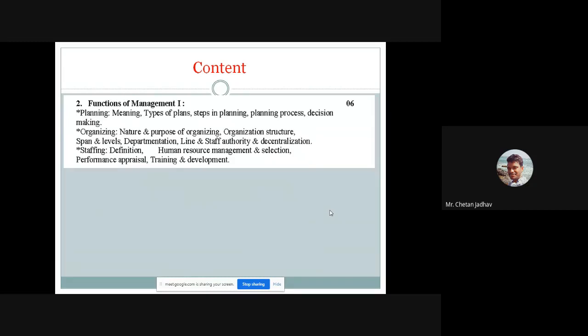These are some syllabus points in detail regarding the three points: planning, organizing, and staffing. And these three points we can call the basic functions of management.